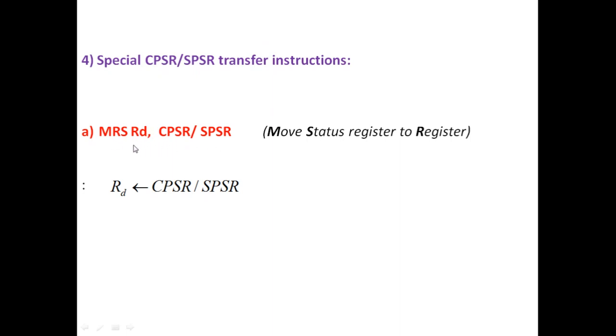This instruction performs the first step out of these 3 steps. So this instruction allows to copy the content of CPSR or SPSR into a general purpose register. So the instruction is move status register to a register. It may be CPSR, current program status register, or it may be saved program status register. Content of any one of them will be copied to a general purpose register. So that's the operation. Okay, so here you get the content of these registers into a general purpose register. Then you can modify the content of these registers if you want.